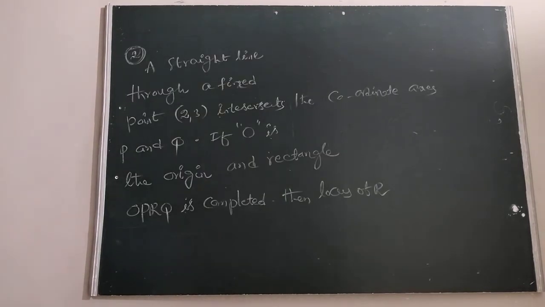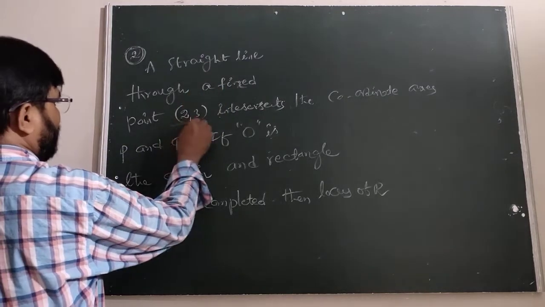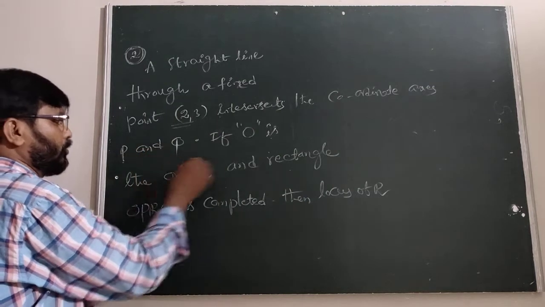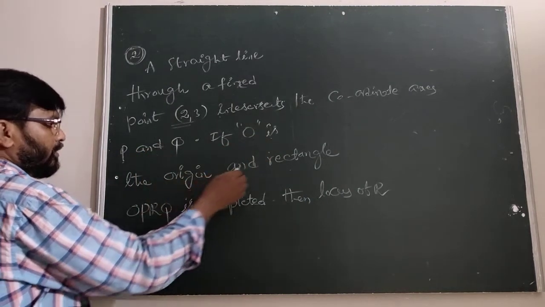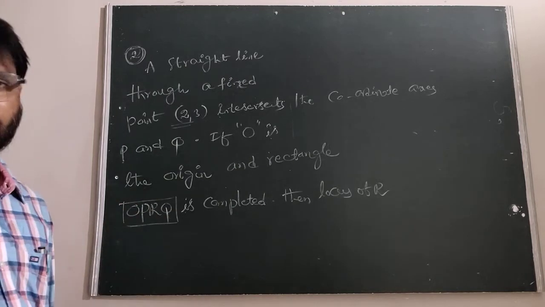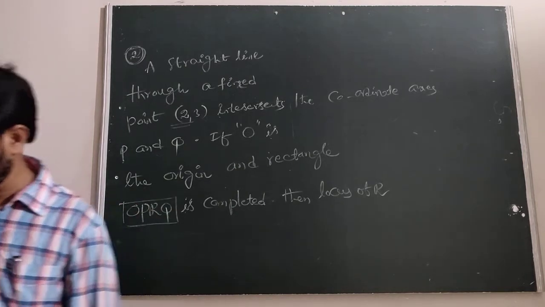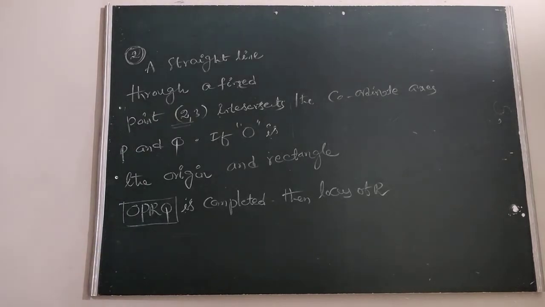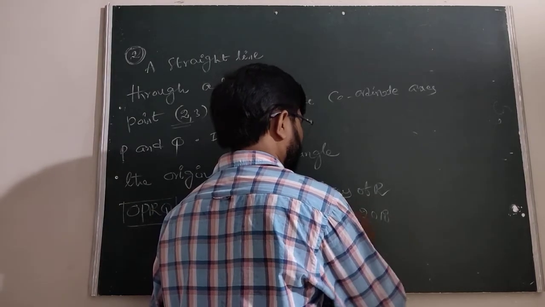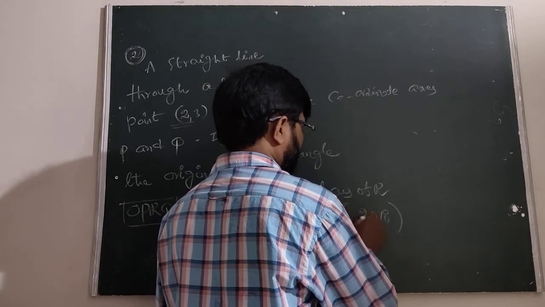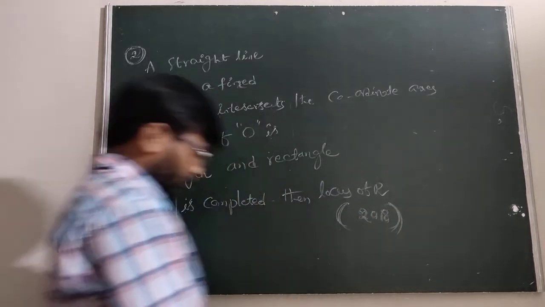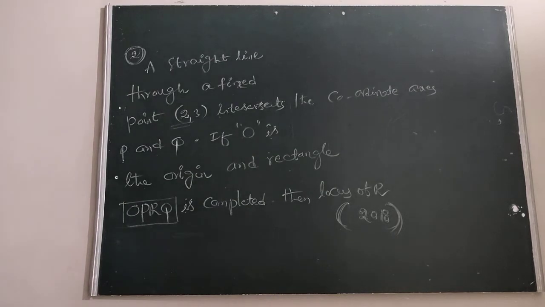A straight line through the fixed point (2, 3) intersects the coordinate axes at P and Q. If O is the origin and the rectangle OPRQ is completed, then find the locus of R. This is also 2018, from another slot. How to solve this one?